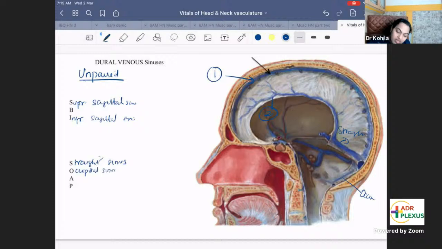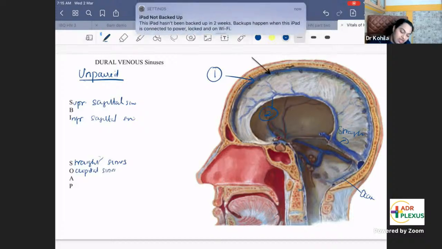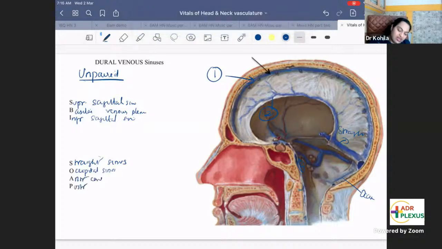Then this over here, the basilar part, you have the basilar venous plexus. That is also in the midline. Now you remember the cavernous sinus on both the sides of the body of the sphenoid. These are connected anteriorly and posteriorly by the anterior intercavernous sinus and the posterior intercavernous sinus.